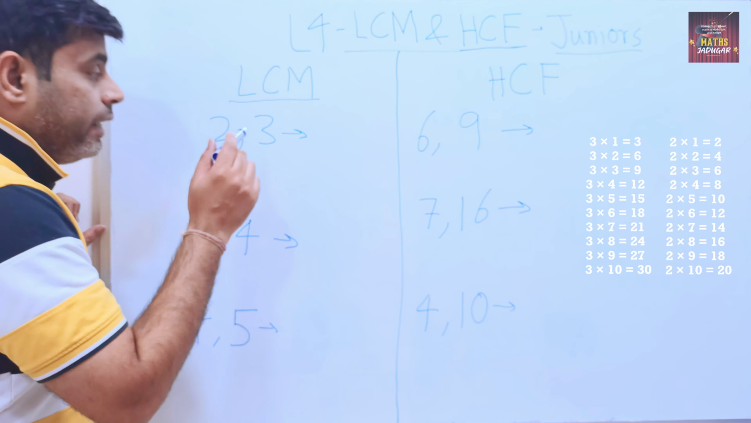Look at the next multiple. The next multiple of 3 is 6. Is 6 a multiple of 2? Of course, yes. So the answer is 6. Fast, crystal clear. No need to write the multiples of 2 and 3. When you are in a Math Olympiad, directly give the answer.